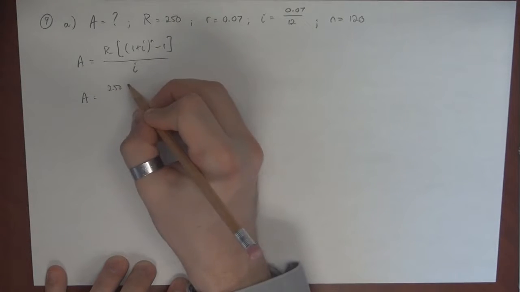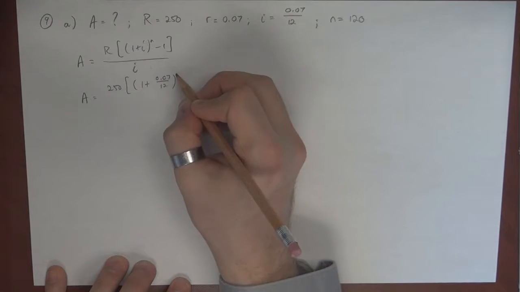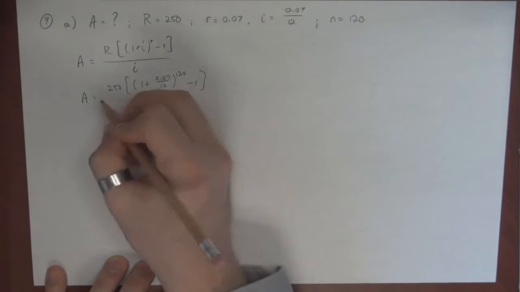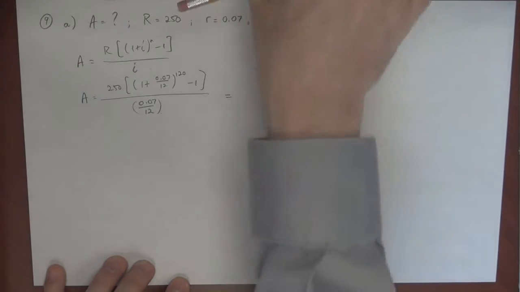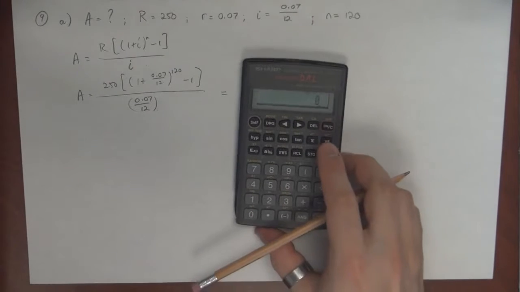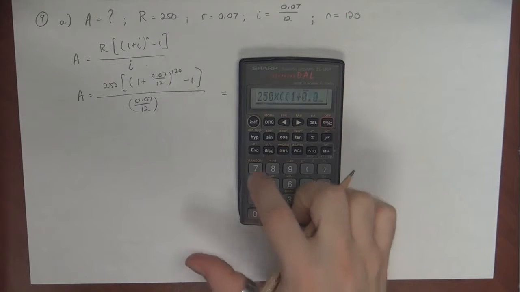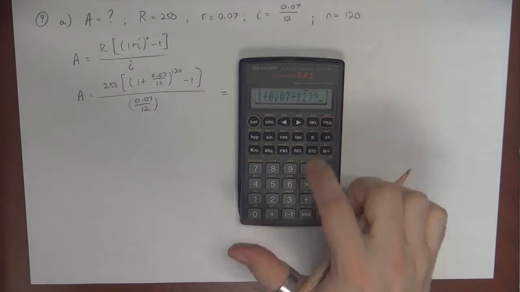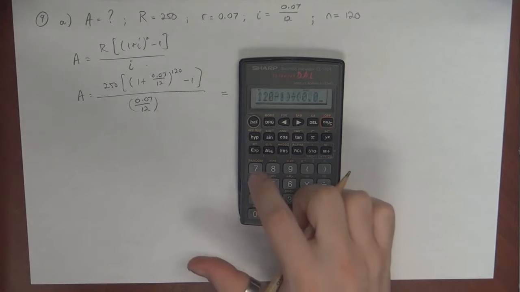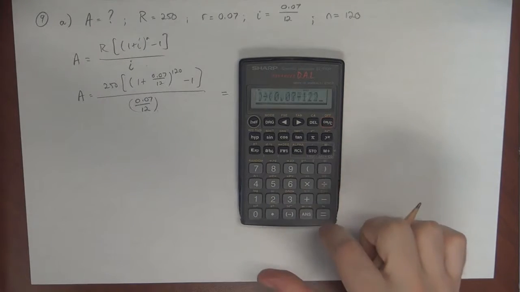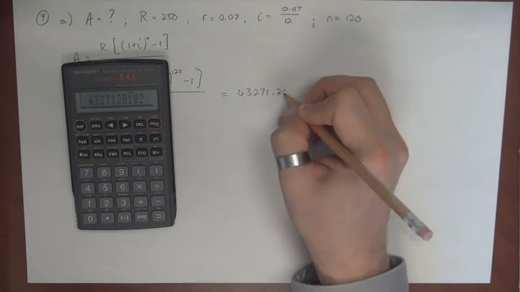So 250 times 1 plus 0.07 over 12 to the 120 minus 1 over 0.07 over 12. Let's put this in brackets too. Let's see what we get. 250 times bracket 1 plus 0.07 divided by 12, close bracket, to the 120, minus 1, close bracket, divided by 0.07 in brackets, divided by 12, close bracket, enter, 43271.20182.